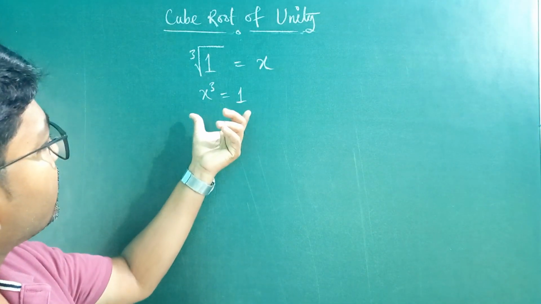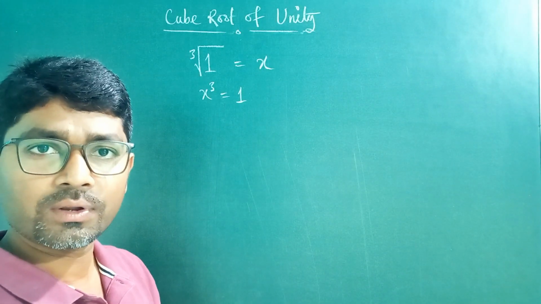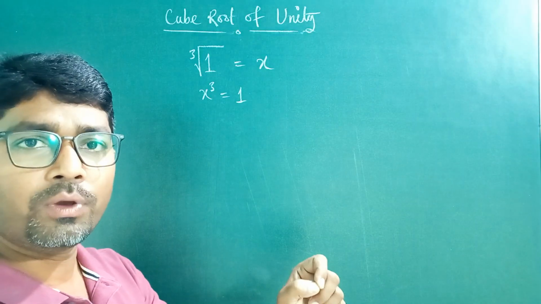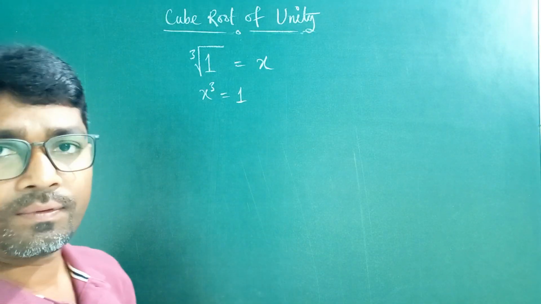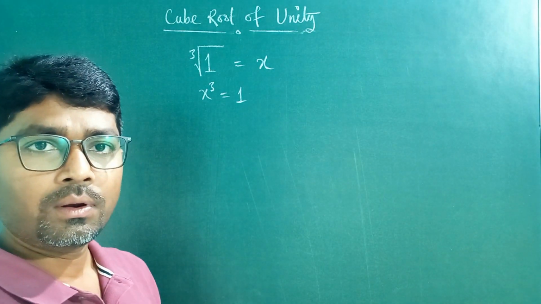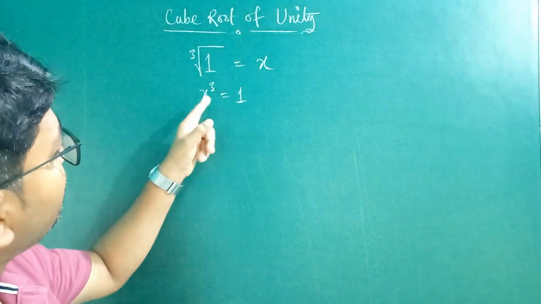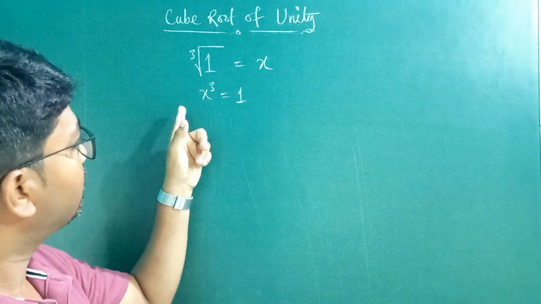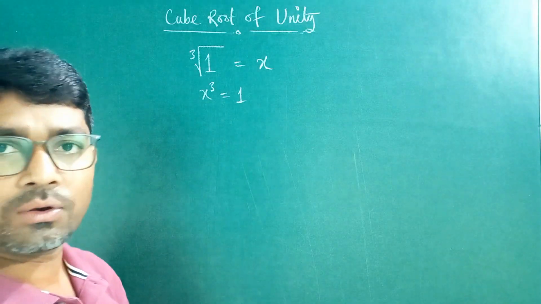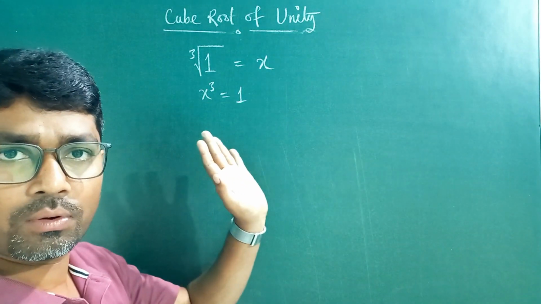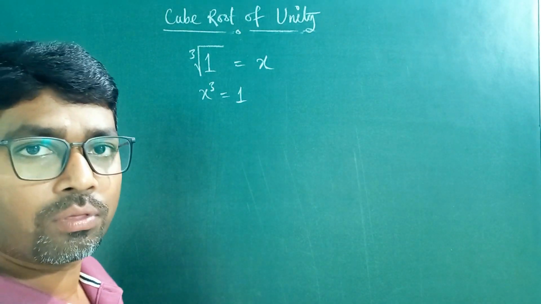So you can easily understand this is a cubic equation, and you know any cubic equation must have 3 roots. Now what are the 3 roots? Obviously you can check that if you put x equal to 1, it will satisfy this equation. So 1 is obviously one of these roots. Now what are the other roots?